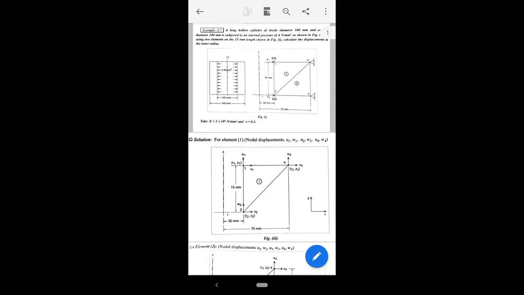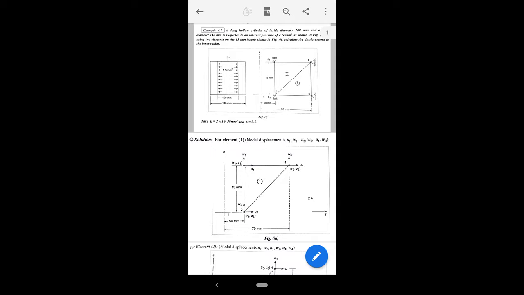A long hollow cylinder of inside diameter 100 mm and outside diameter 140 mm is subject to an internal pressure of 4 Newton per millimeter square. By using two elements on the length of 15 millimeter, calculate the displacement of the inner radius. It is the problem.